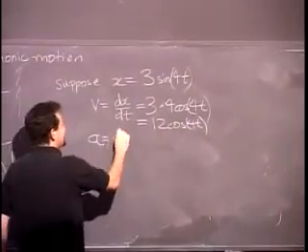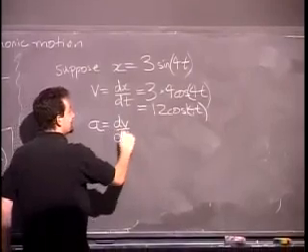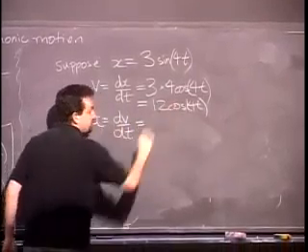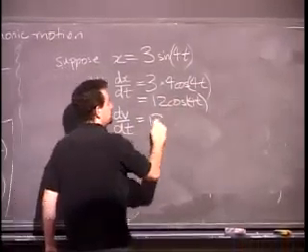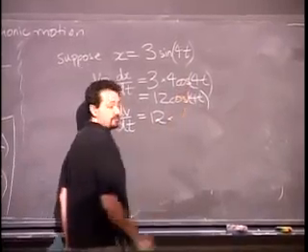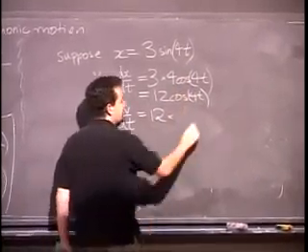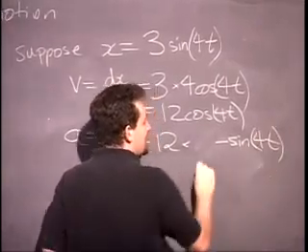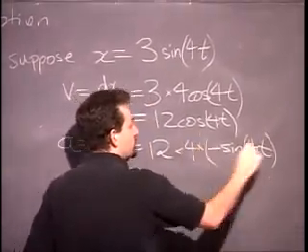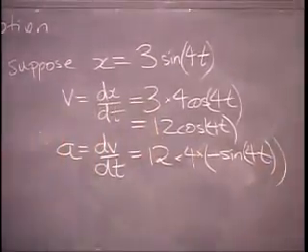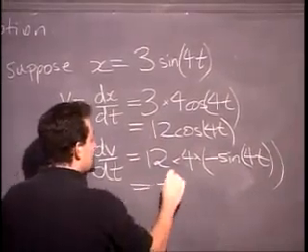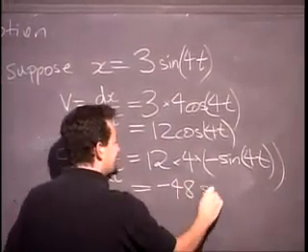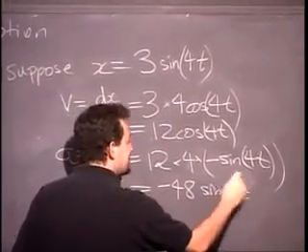Finally, the acceleration is the derivative of velocity, so I now have to take this and differentiate it. Well, I still have a 12 cosine 4t. The derivative of cosine is minus sine. But I have another factor of 4 that pops out, because I've differentiated again. And altogether then, I get minus 48 sine of 4t.